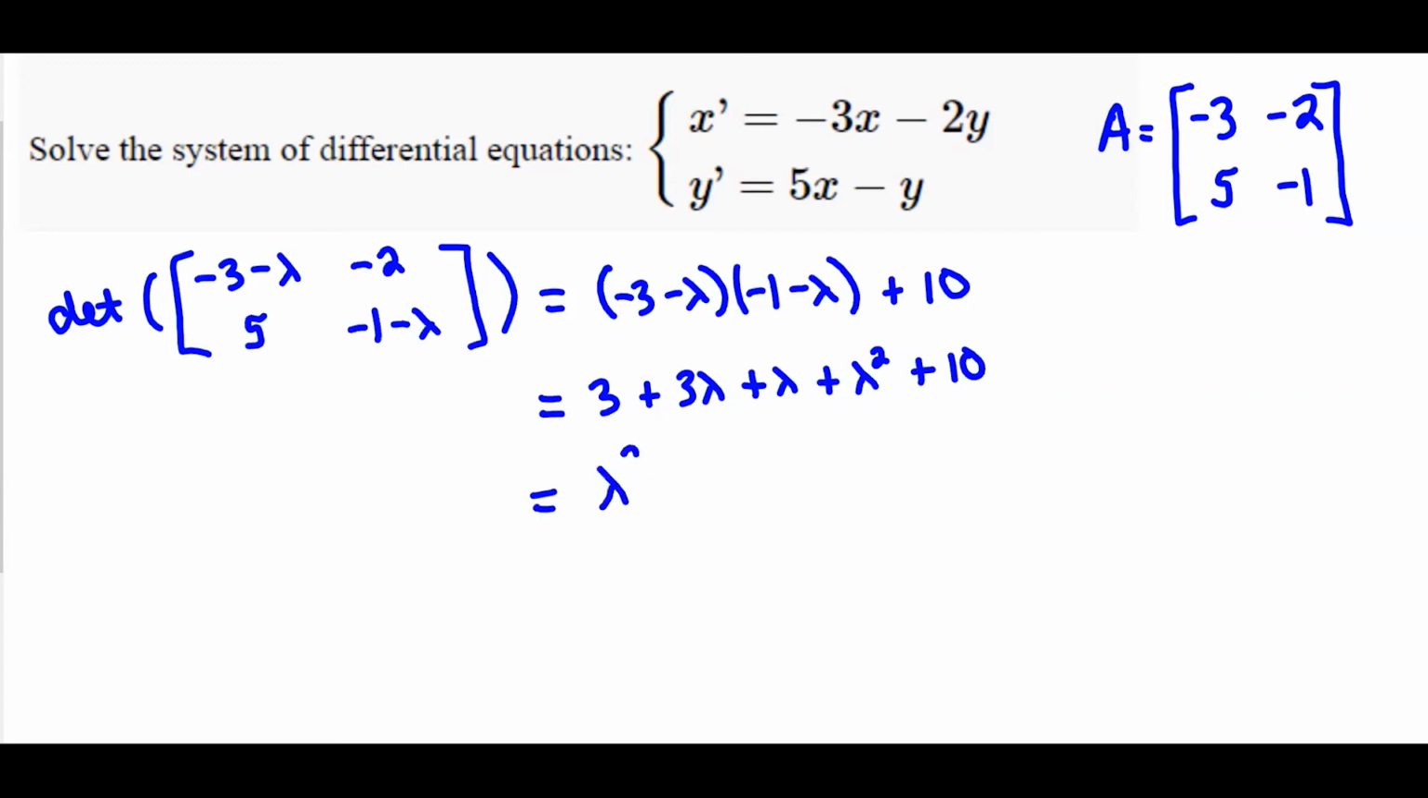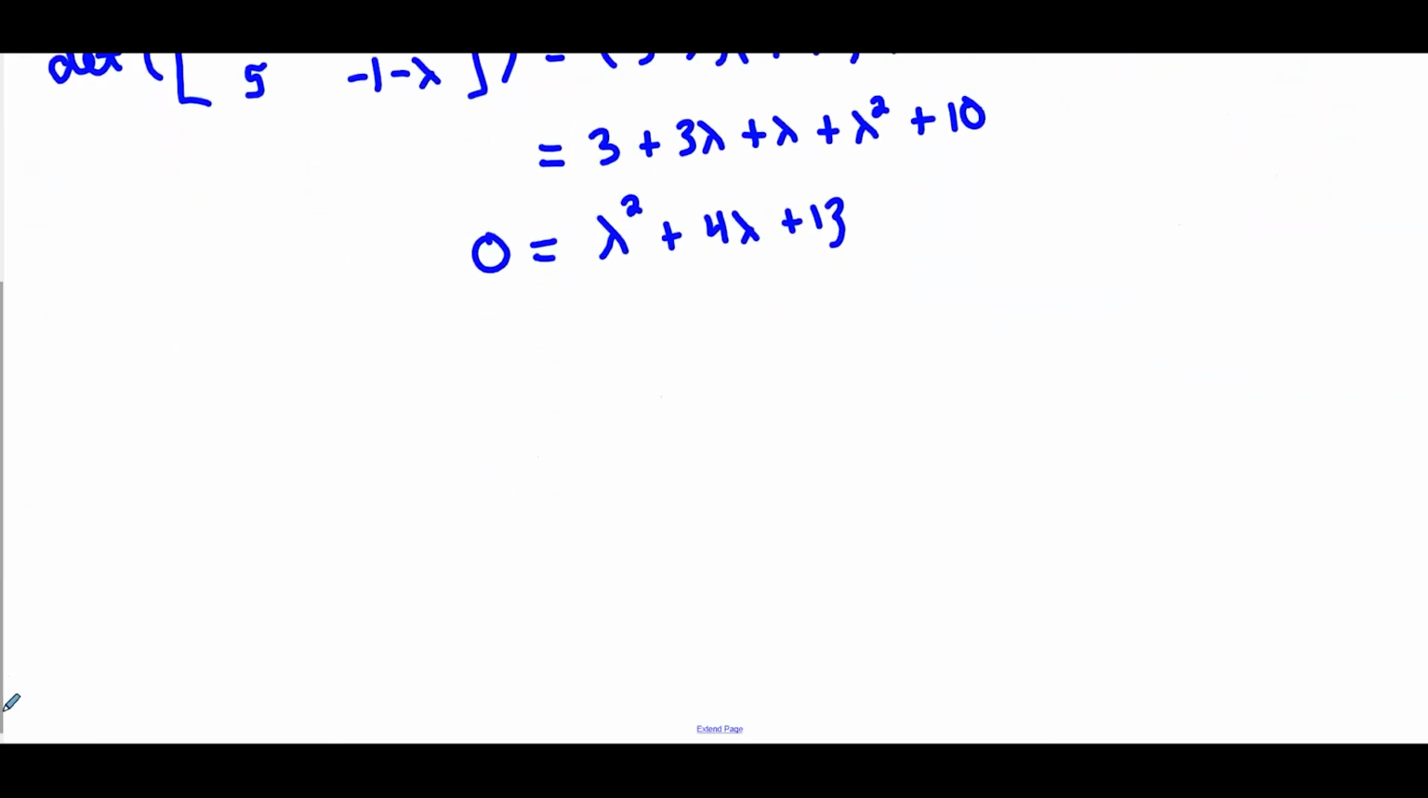And I'll just rewrite this. Lambda squared plus 4 lambda plus 13. We can see here that's not going to factor, right? So we could use the quadratic formula, but this one looks easy enough that we could just complete the square. So let's see if we can complete the square. I'm going to move the 13 to the left. And b is 4, so b divided by 2 would be 2. And then squared is 4, so I need to add 4 to both sides.